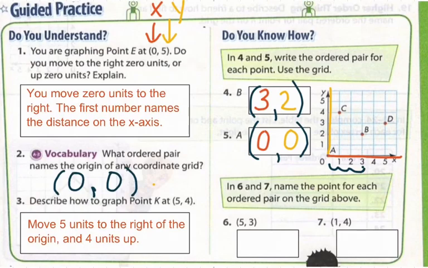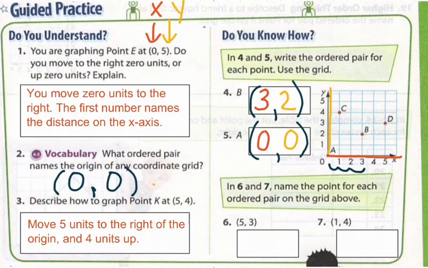Okay, so now you're going to use this same grid here, and you're going to fill in the answers for 6 and 7. And remember, you're writing down an ordered pair, right? Name the point for each ordered pair. So every time you do that, you're going to be writing the 2 numbers.